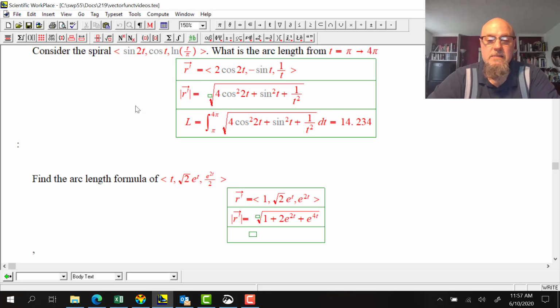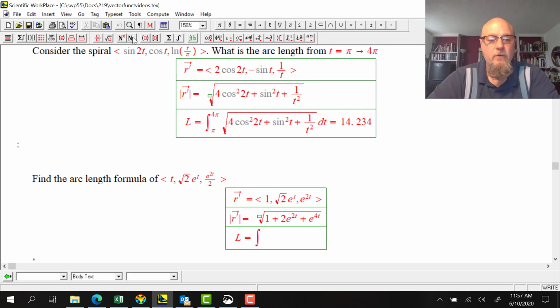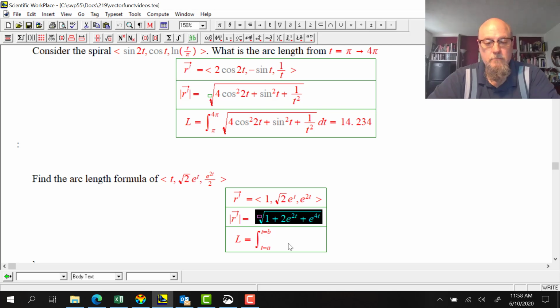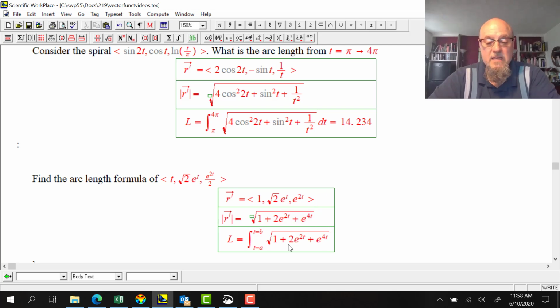And so our length, find the arc length formula. It doesn't give us any t, so I'm just going to have to integrate from a to b. But just to make it clear, those are times t equals a and t equals b, of this expression, dt.